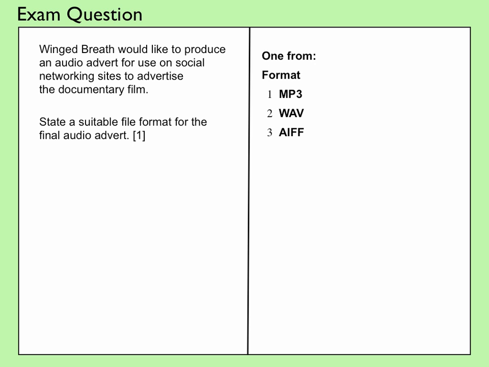MP3, WAV or AIFF. If you had to explain it, if it was worth 2 marks, you could say that it was compressed, therefore it was faster to download, it would take up less space. They're the answers for that one.